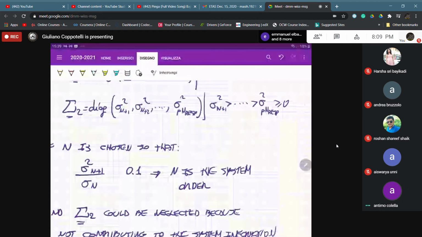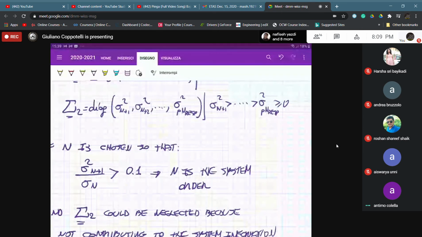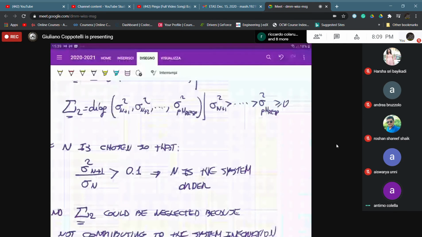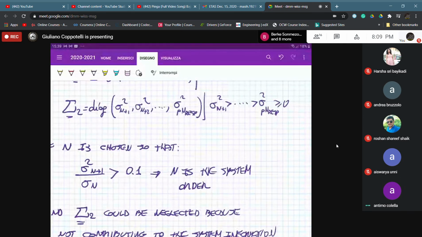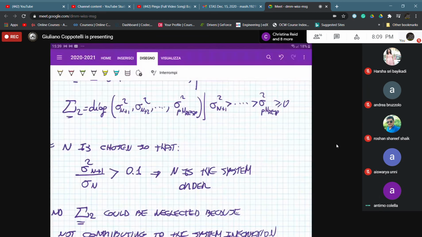Yes, because we are saying that the most important components, the most important singular values, are those that are larger by one order of magnitude with respect to the lower ones. Okay, and the system order is the one that is characterized by the most important singular values, or sigma n square, of course.